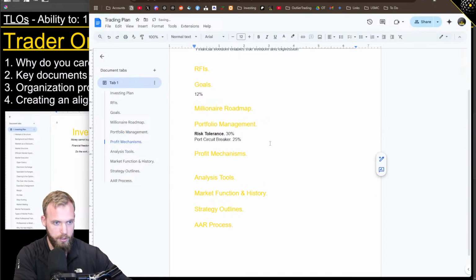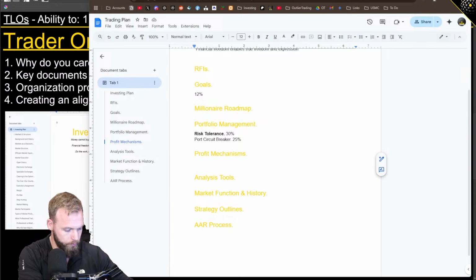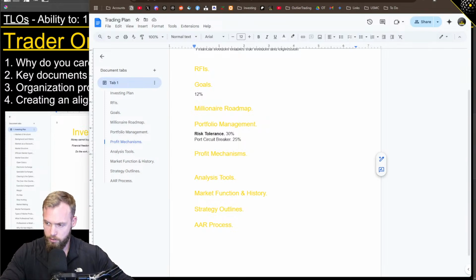Profit mechanism. I have a video that talks about this. We're not going to dive into the detail on profit mechanisms here. That's one video about profit mechanisms.